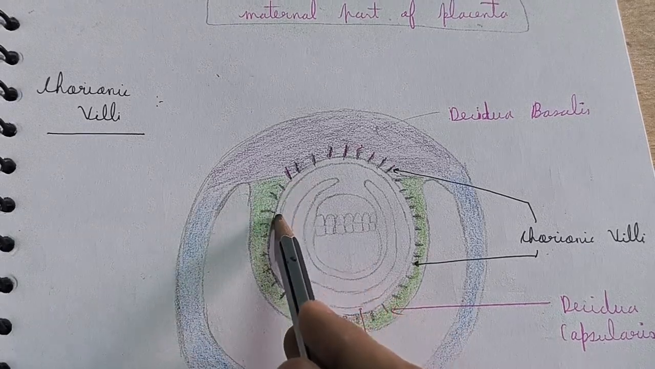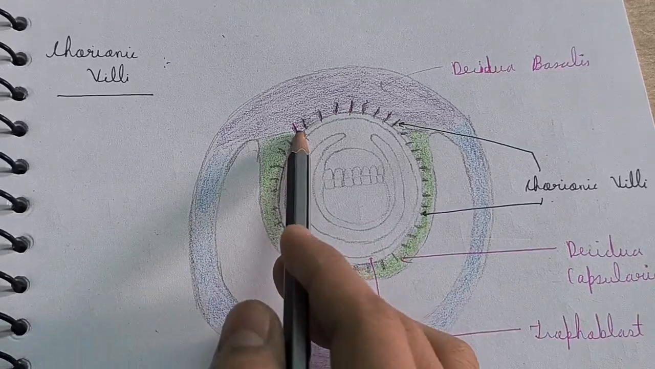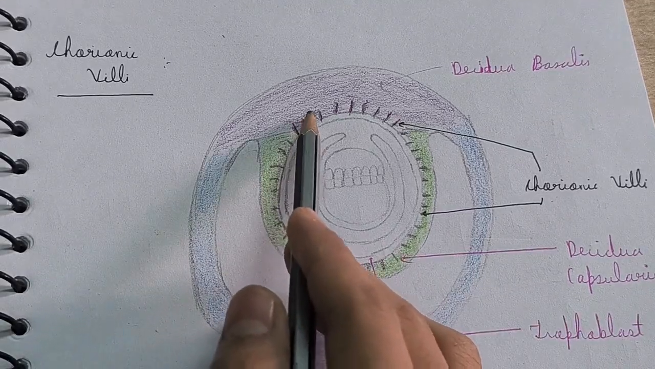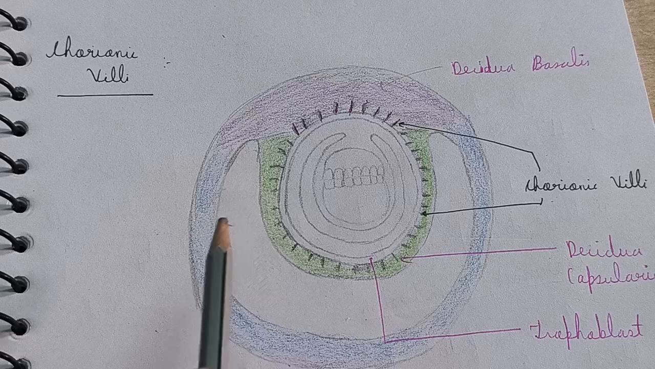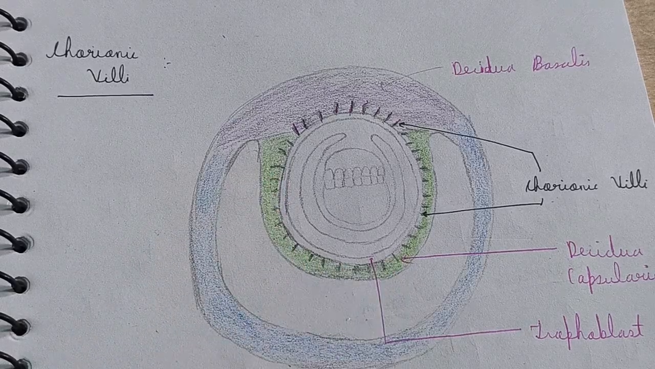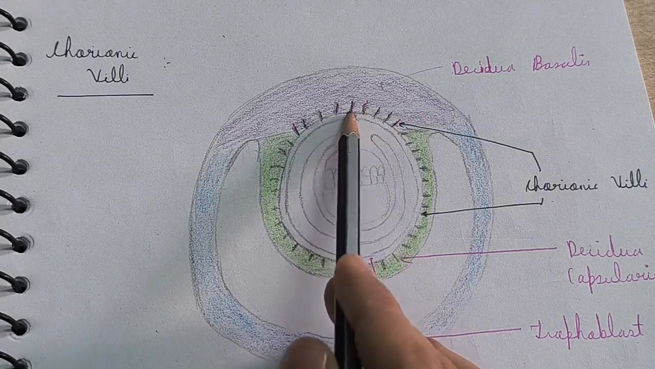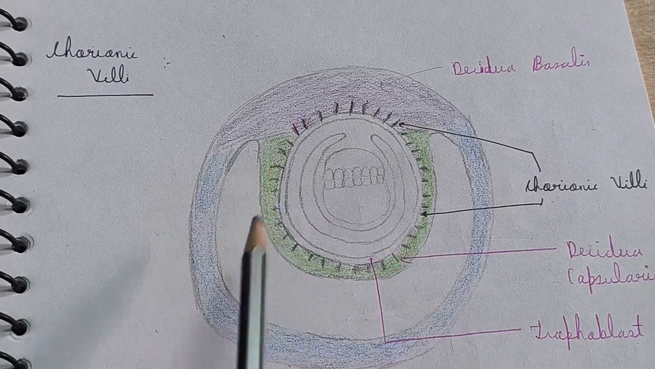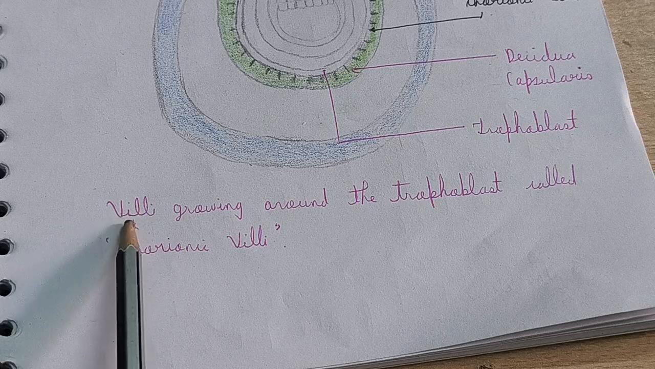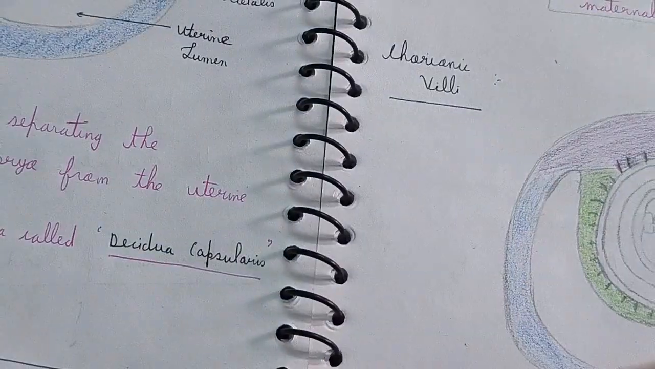Now around the trophoblast, all the villi form. These villi make contact with the Decidua Basalis as well as the Decidua Capsularis, and the villi that are growing around the trophoblast are known as chorionic villi. So villi growing around the trophoblast are called chorionic villi.